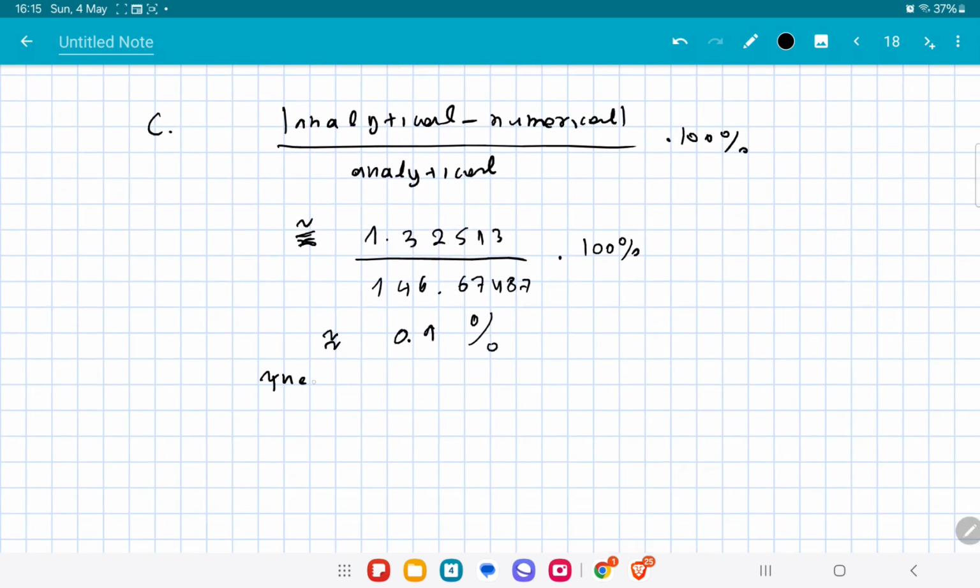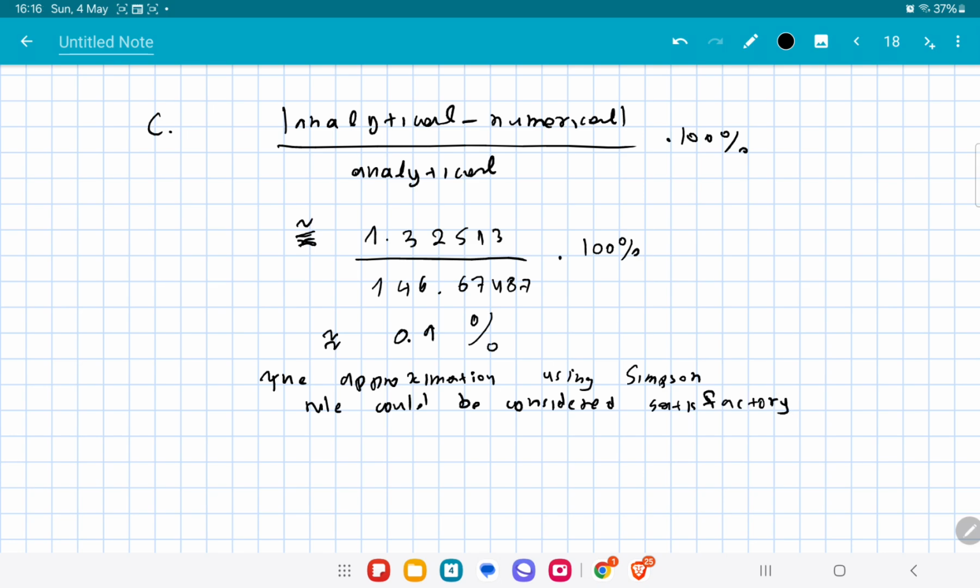So the approximation using Simpson rule could be considered satisfactory. If you take more parabolas, you get a better approximation in the Simpson rule, and always the number of sections on the graph should be an even number.